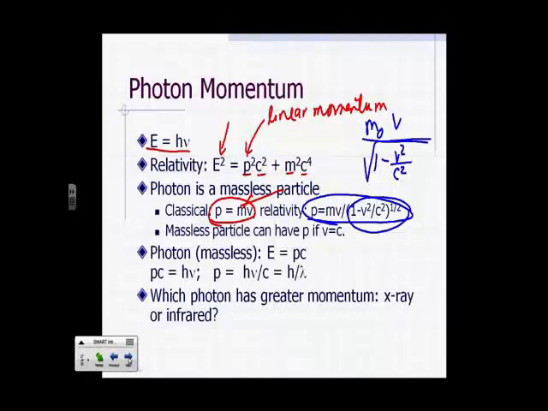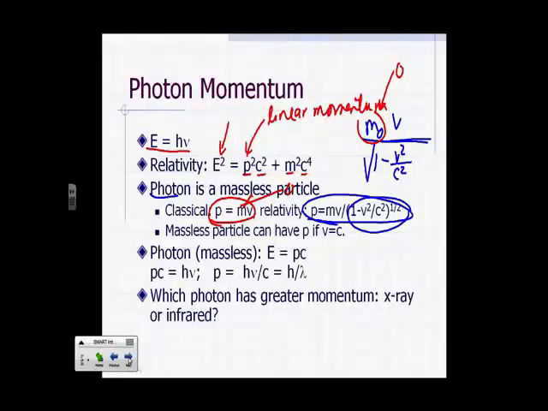Now, since a photon is a massless particle, m naught for a photon is 0. Then it would seem that the momentum of a photon should be 0, right? But it is found to demonstrate momentum when it interacts with small particles. The way you can justify having a momentum for a photon is when you apply relativity.